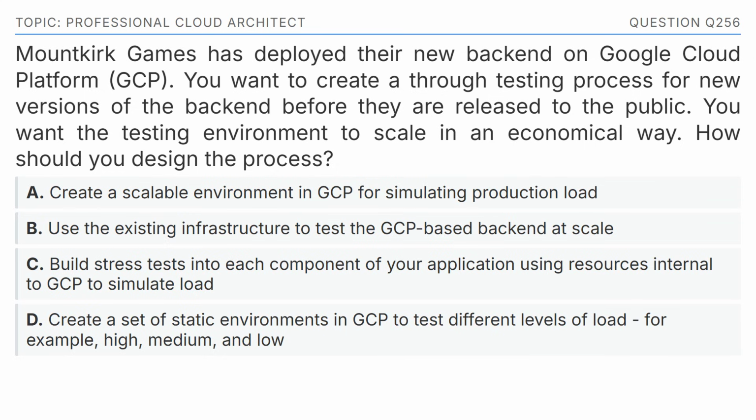The options are: Option A, create a scalable environment in GCP for simulating production load. Option B, use the existing infrastructure to test the GCP-based backend at scale. Option C, build stress tests into each component of your application using resources internal to GCP to simulate load. Option D, create a set of static environments in GCP to test different levels of load, for example, high, medium, and low.